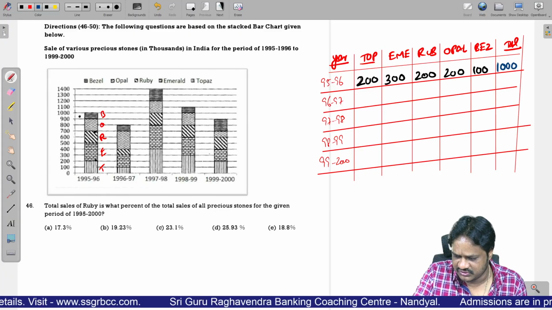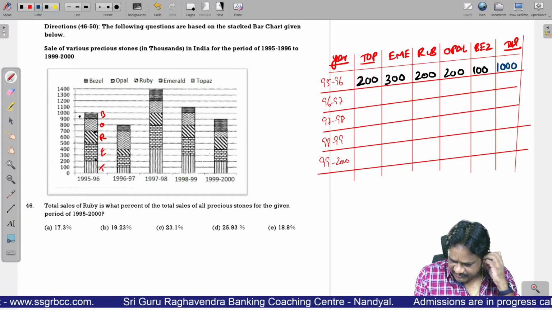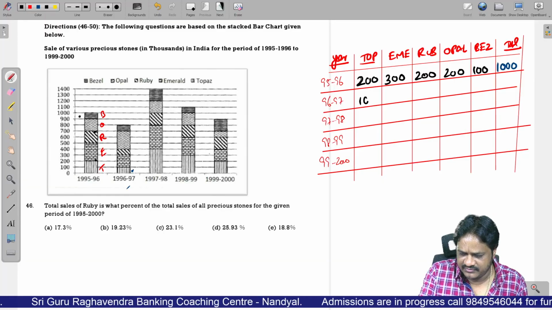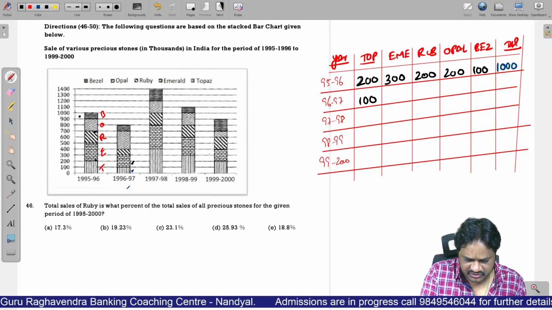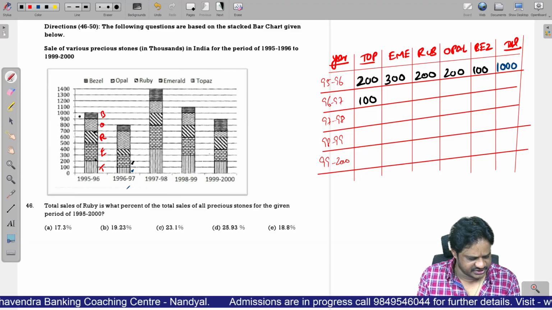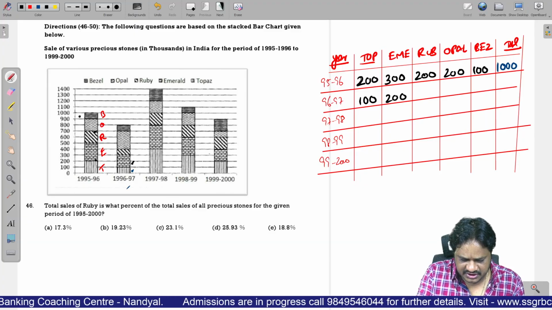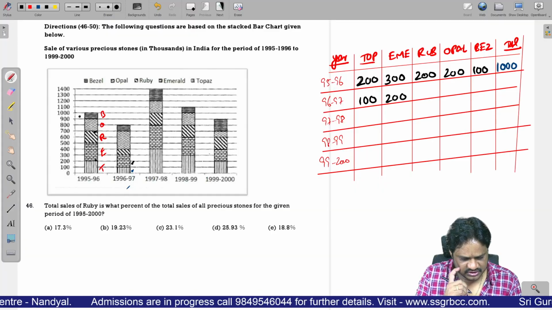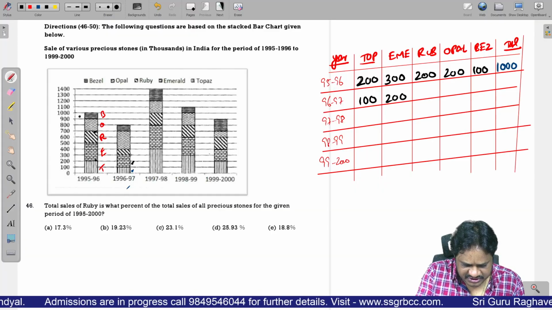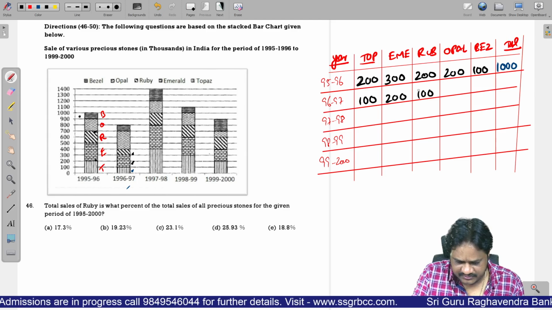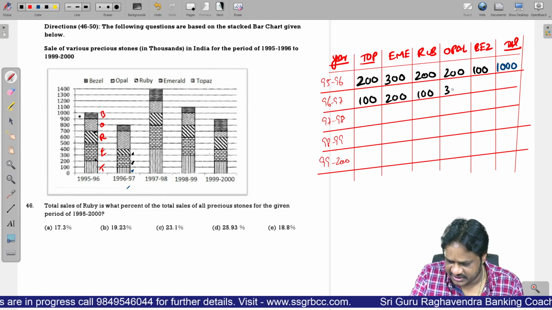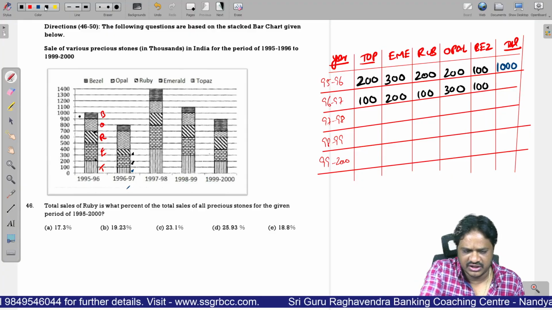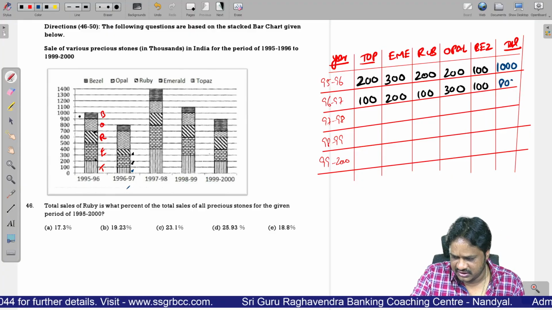Total is 1000. Let us take the second one, 96, 97. The first one is 100. The next one, 100 to 300, means that is 200. The next one is from 300 to 700, so it is 400. The next one is 300 to 400, so 100. 400 to 700, 300. 700 to 800, 100. Total is 800.